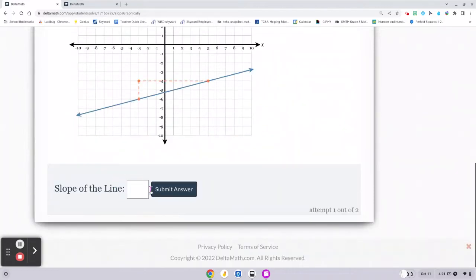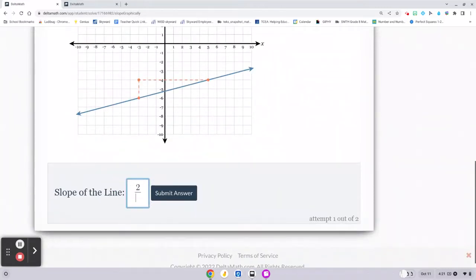So 2 over 8. I'm going to show you what I'm thinking here. The way we type the fraction on our keyboard is 2/8. The slash is next to shift. So find your shift key, and it's usually on the same key as the question mark. All right, so 2/8 is going to represent it.